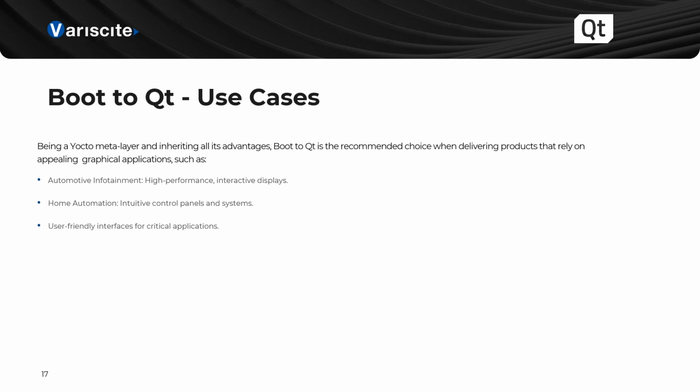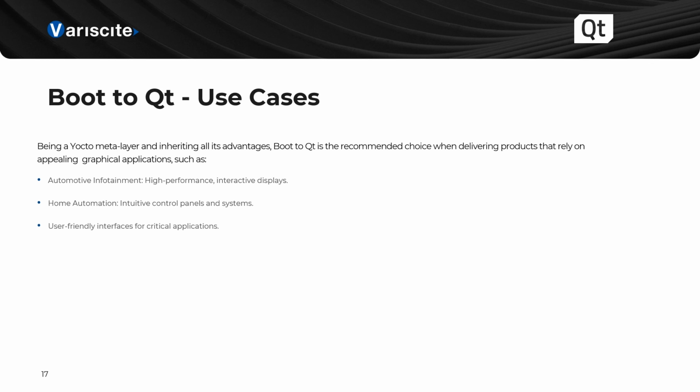Having explored the pros and cons of Bootcute, let's now look at some specific use cases where Bootcute truly excels. As a Yocto meta layer, Bootcute inherits all Yocto's advantages, making it a robust and versatile solution for embedded development. It is particularly recommended for products that rely on appealing graphical applications, such as automotive infotainment. These systems require high-performance interactive displays that provide a seamless and responsive user experience.